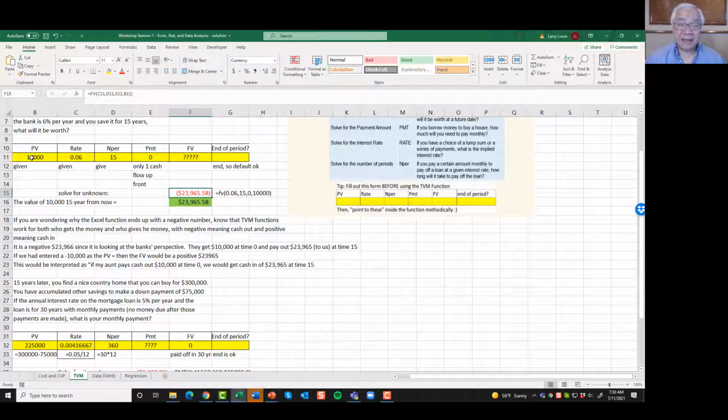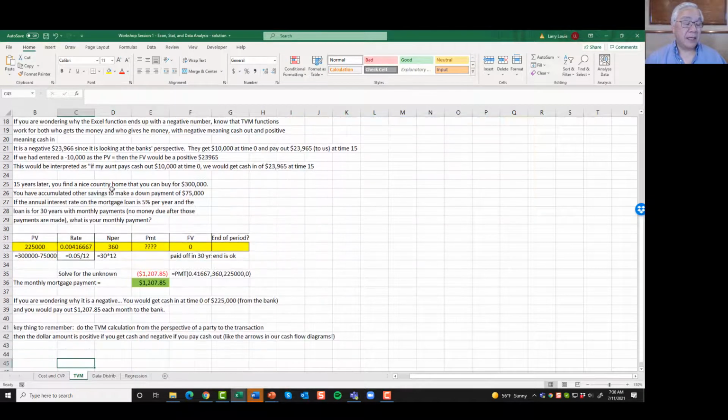Your aunt gave $10,000. And if I simply put negative 10,000 here, you'll see the signs flip, right? Because here, we gave out $10,000 at PV, and we're going to get 23,000 positive at the end. So the sign in this case could be either way. It just states which of the two parties you are, the banker or the person saving the money.